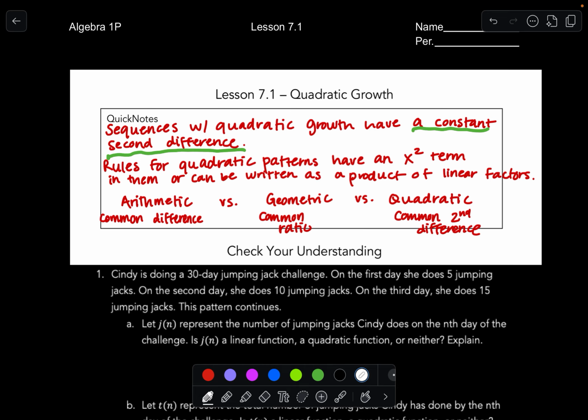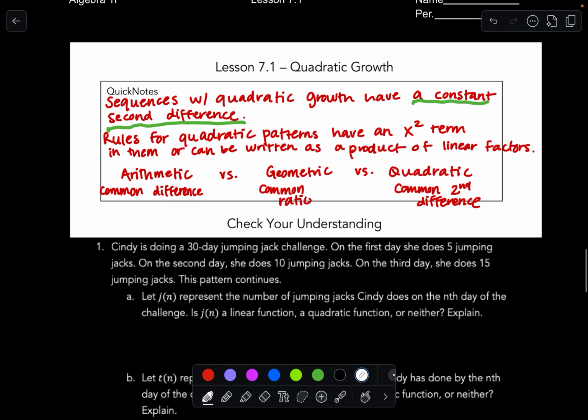Now, arithmetic has a common difference versus geometric, which has a common ratio, versus quadratic, which has a common second difference. That's the difference. And quite honestly, this can keep going. A cubic, which is to the third power, would have a common third difference. And something raised to the fourth power would have a constant fourth difference. So this difference idea helps out later on when you're trying to figure out what kind of function you can use to model the data. Is it linear? Is it quadratic? Is it cubic? And so forth.